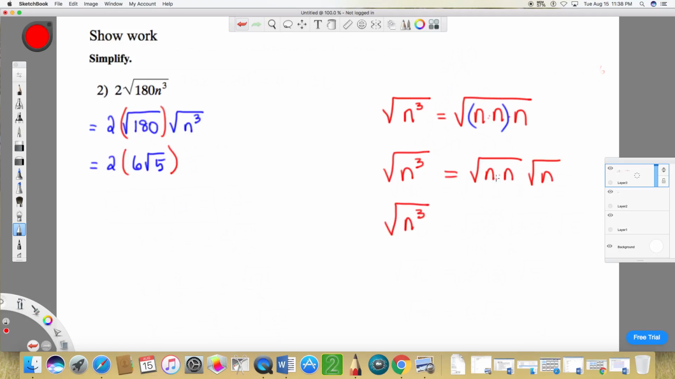Whether we write it as n times n or n squared, the square root of n squared is n. And that's because we're assuming that these variables n are non-negative. So I can simplify the square root of n cubed, and we can write it as n times the square root of n.